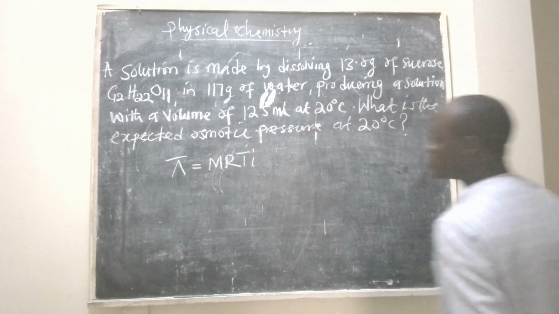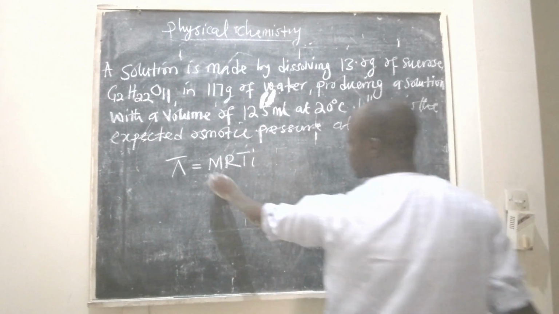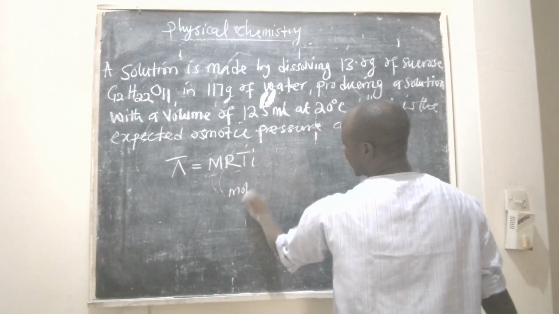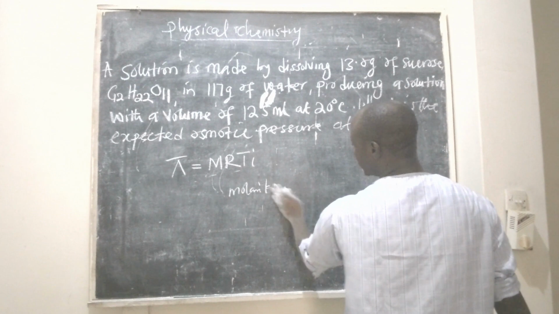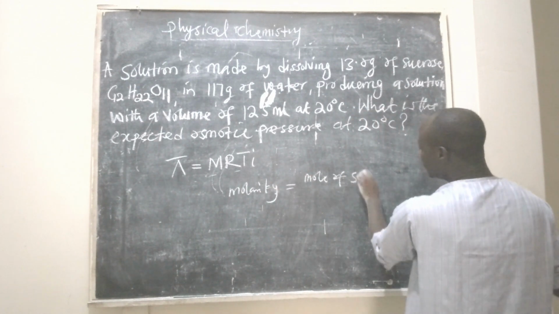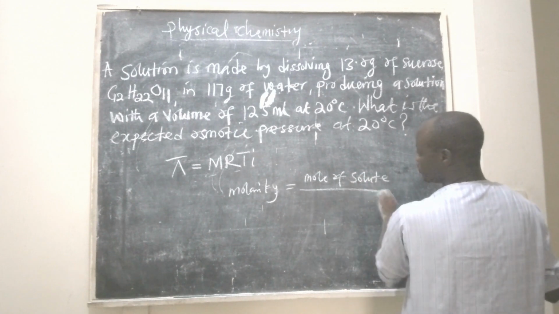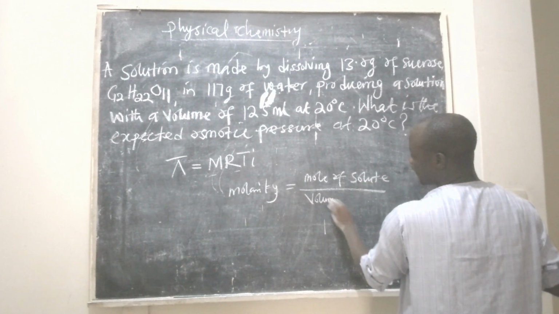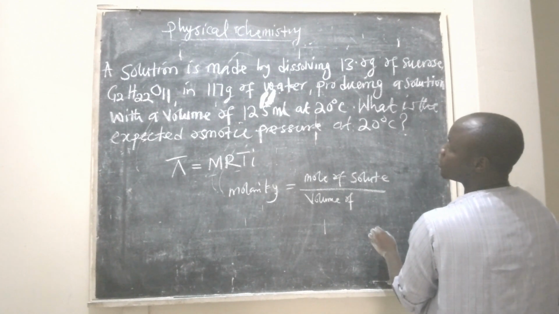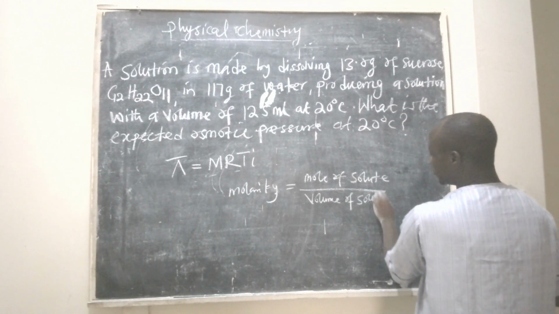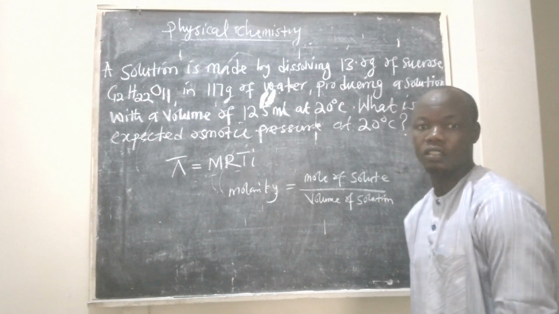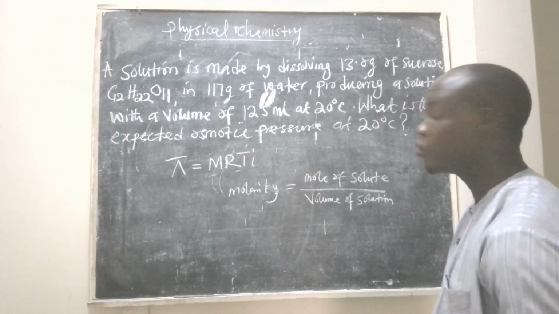So we are now talking about osmotic pressure. Of course we have to see the molarity, and the R is a constant. So molarity is moles of solute divided by the volume of the solution. So this is the question that we are now going to solve.